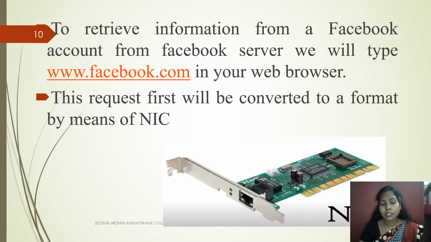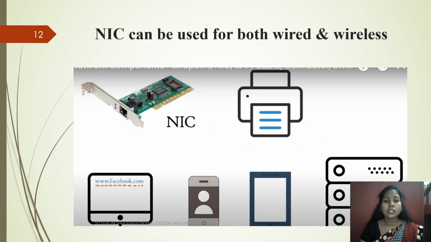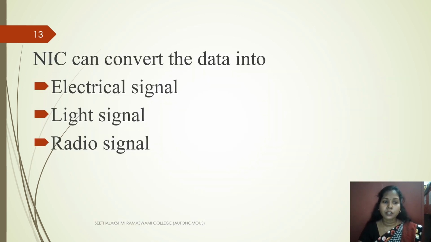Just as an example, if you want to retrieve information from a Facebook account, from the Facebook server, we will type www.facebook.com in a web browser. This request will first be converted to a format by means of the NIC. This is an image of the NIC. This NIC can be used for both wired and wireless communication devices. As you can see, this NIC can be fitted into wired and wireless devices. The NIC can convert the data into the form of electrical signal, light signal, and radio signal.